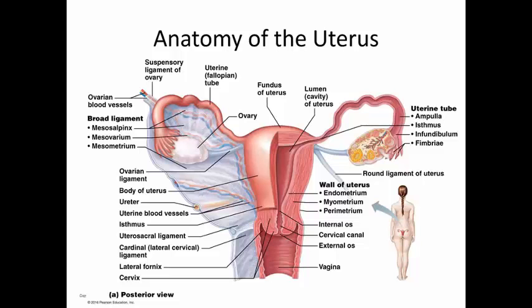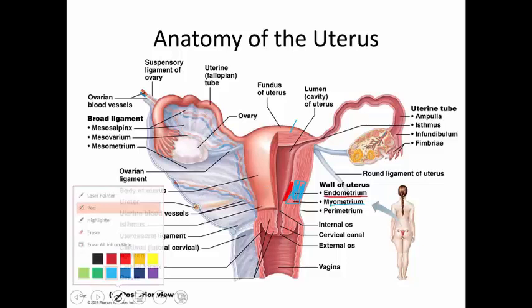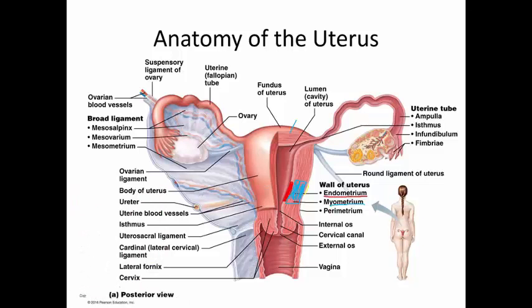And the wall of the uterus can be divided into 3 layers. This layer here, which is the endometrium inside. This layer here, which is the myometrium. Myo means muscle, so that's the smooth muscle layer. And then the outer layer is the perimetrium.